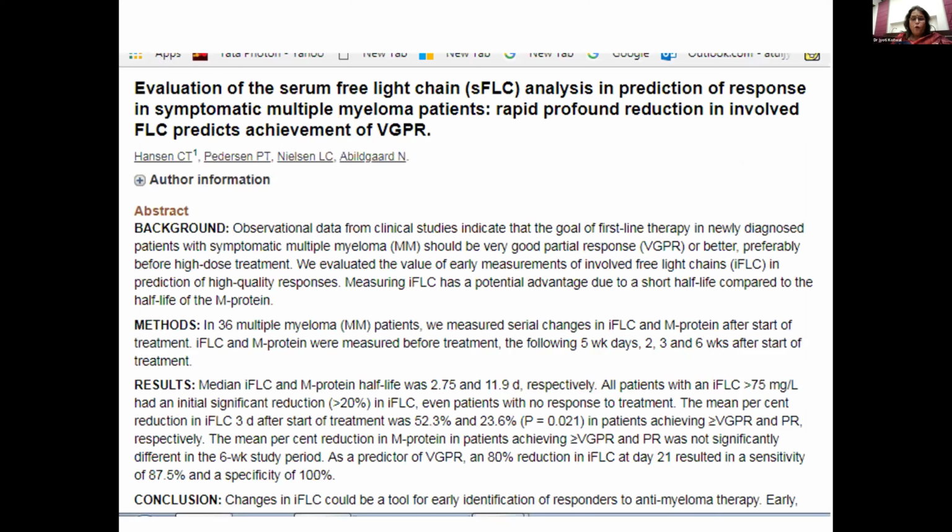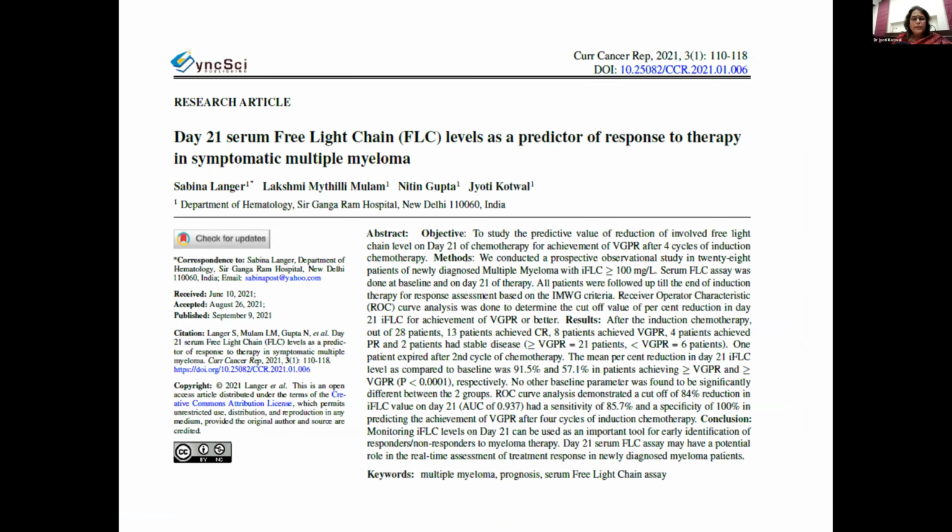So evaluation of fall, how fast the free light chain falls. The day 21 fall tells you how good the response is going to be in achieving VGPR or CR. And this article led us to do a study. Next slide. We found that the day 21 serum free light chain after therapy was a predictor of good response. We got a cutoff of 84, and we found that it was a very, very good predictor of response to therapy. Next slide.